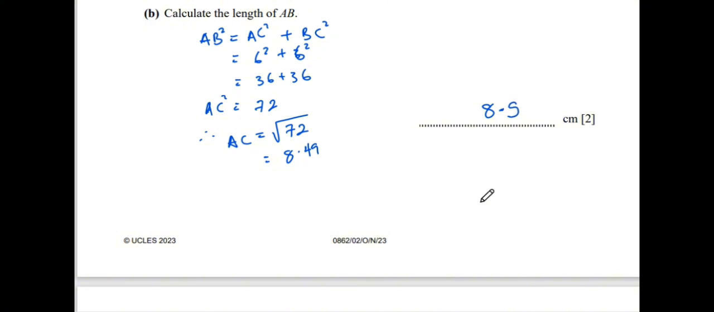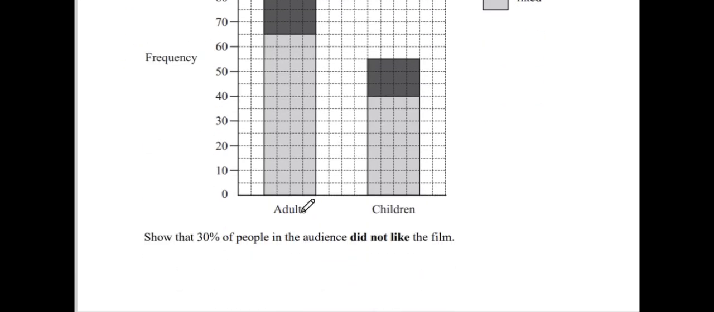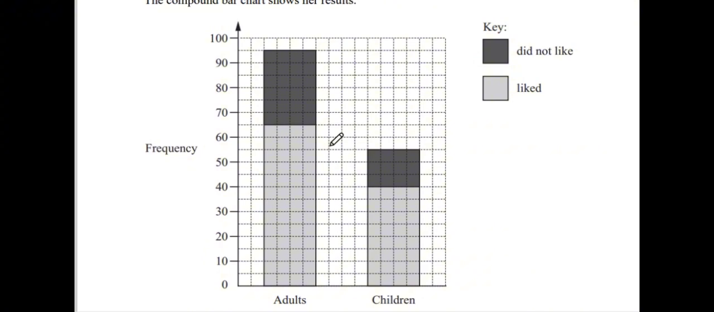All right, so moving next, this is a question on statistics. We have that Anastasia asked the audience of a film if they liked it or did not like it. The compound bar chart shows her results. So you can see that among the adults, about 65. We need to write this out, because that's what's going to help us. For people that like the movie, for adults we have 65, and for children we have 40.